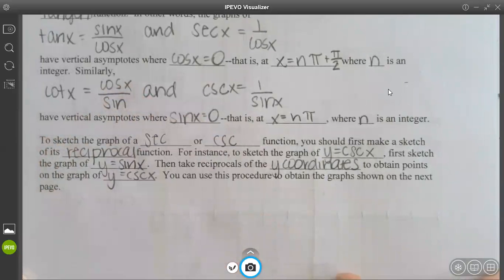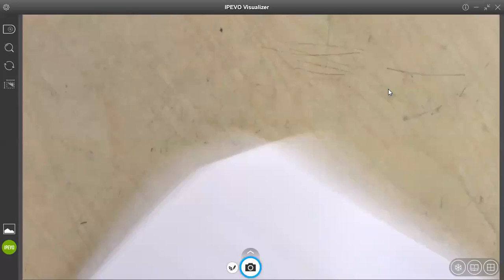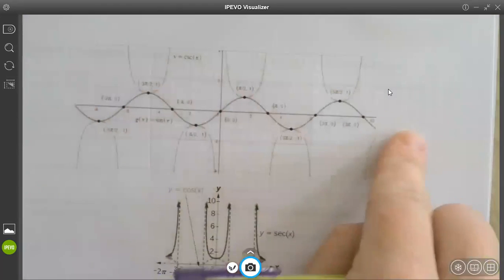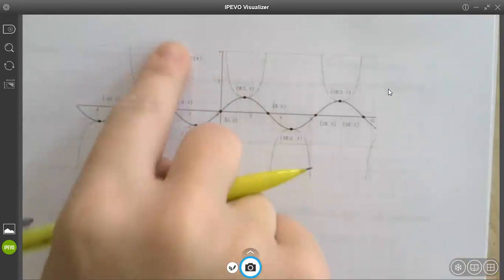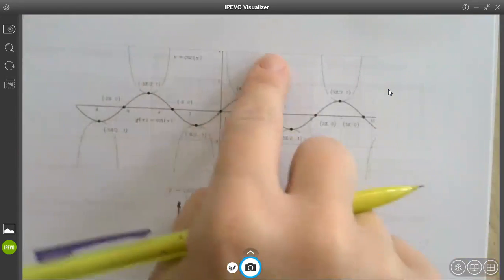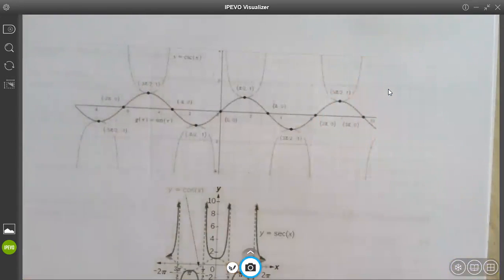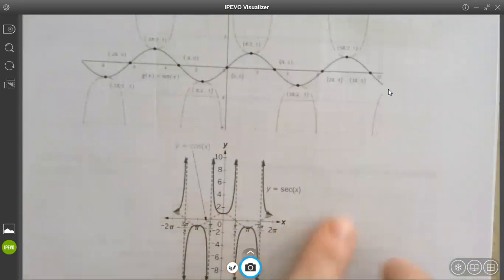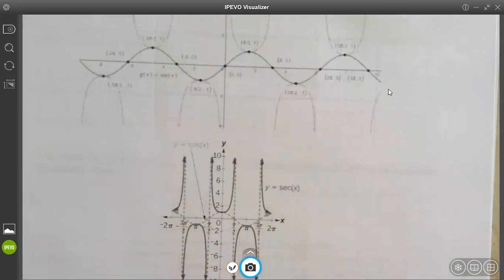Oh, goodness. Everybody good? All right, so all it's showing you, remember this curve is your sine curve. Then these little U shapes are your secant or cosecant curves. So again, same thing, cosine, and then wherever your max and min are, you have your little U shape.